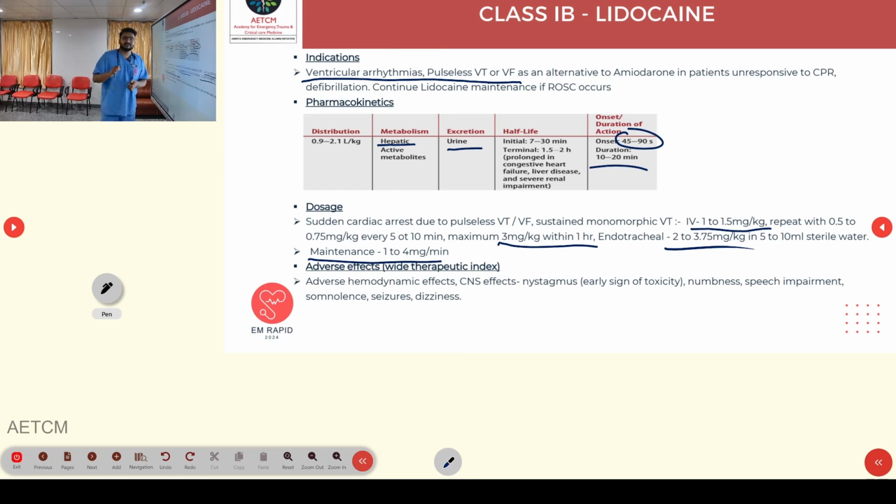And adverse effects: it actually has a wide therapeutic index, whereas certain antiarrhythmic agents have only a narrow therapeutic index, as I mentioned earlier. Since this has a wide therapeutic index, the side effects are very minimal. The most common side effect of early toxicity is CNS effects, which is nystagmus. So nystagmus is an early sign of toxicity, and we have other CNS signs as well, which include numbness, speech impairment, somnolence, seizures, dizziness, and so on.